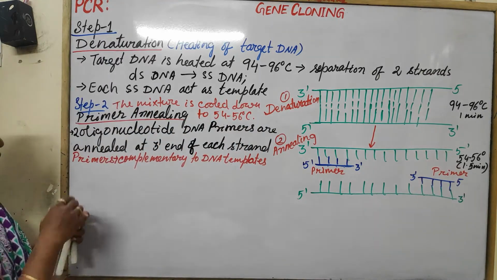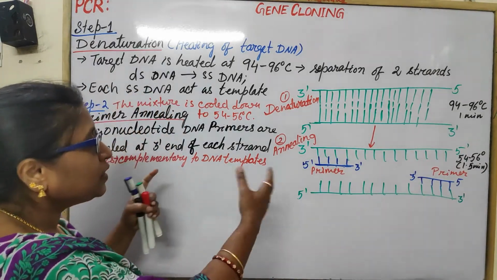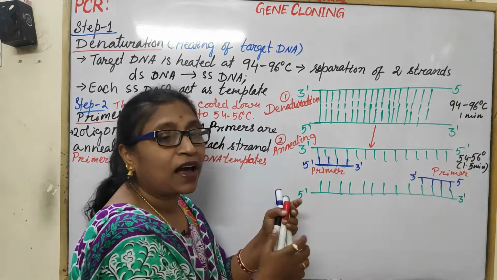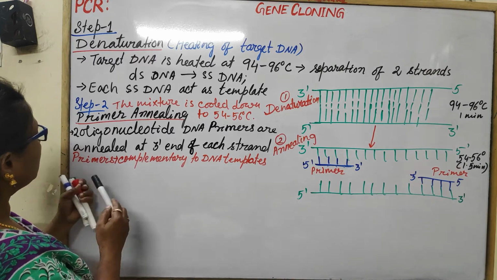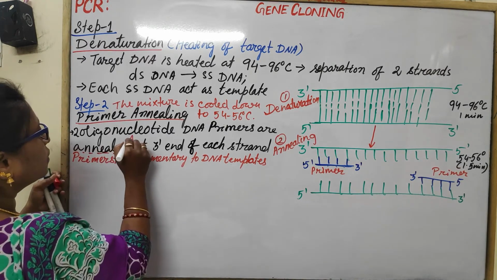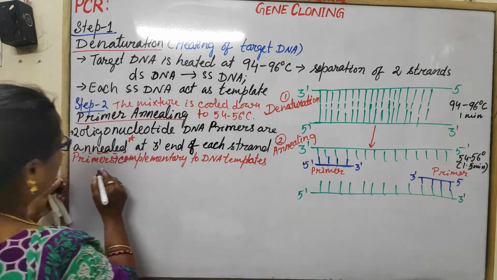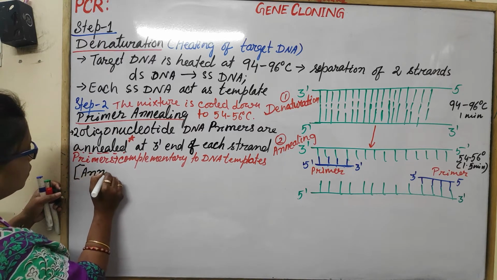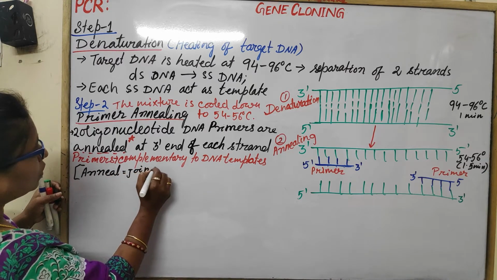Now what is annealing? Anneal means join. Here we can say these primers are annealed or hybridized. So what is written over here? Annealed. Anneal means join, or hybridize.